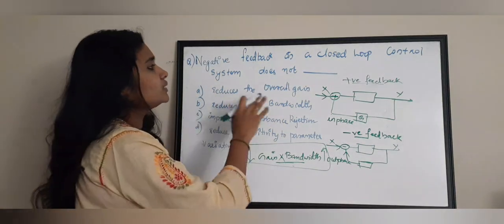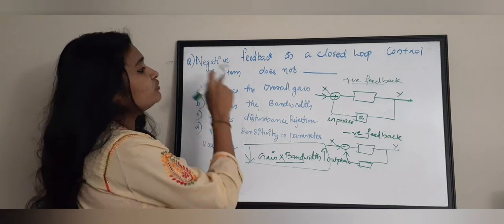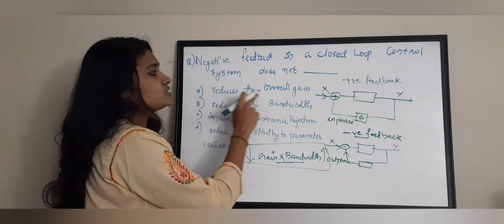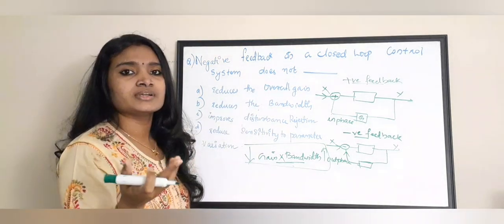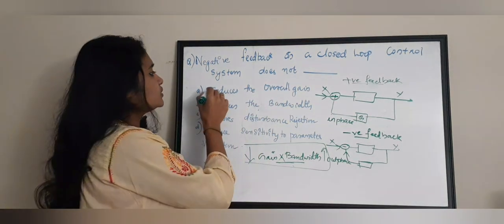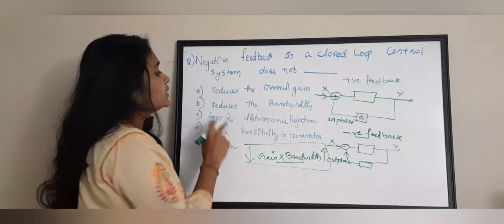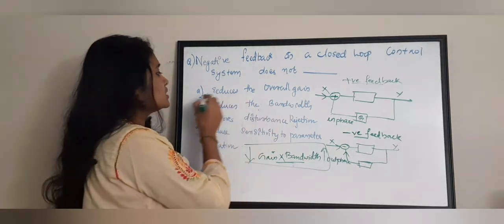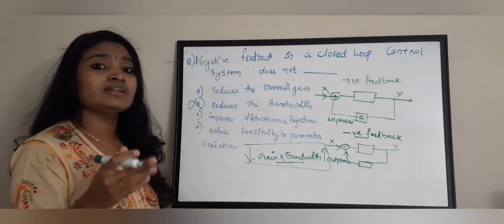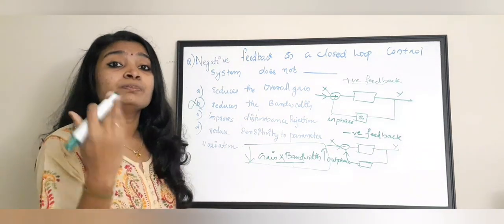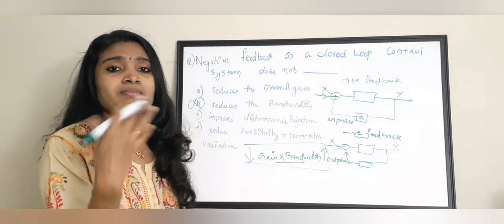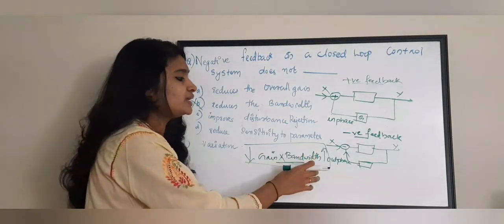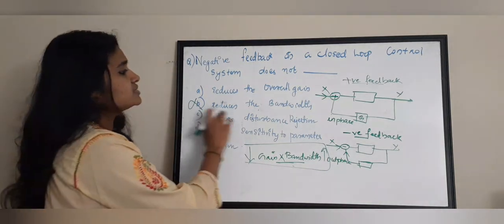Now let us see what the options are. Negative feedback in a closed loop control system does not dash. Option A, reduces the overall gain. Yes, it reduces the overall gain, so it is a correct statement, and this is not your answer because the gain is reduced. Option B, reduces the bandwidth. It is the wrong statement because, as I just told you, the bandwidth has to improve in order to maintain the gain bandwidth product as the same, because the gain is reducing or diminishing. So the bandwidth has to improve. So this is the answer option.